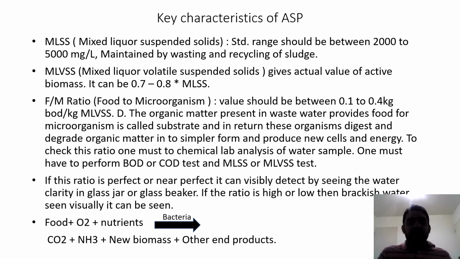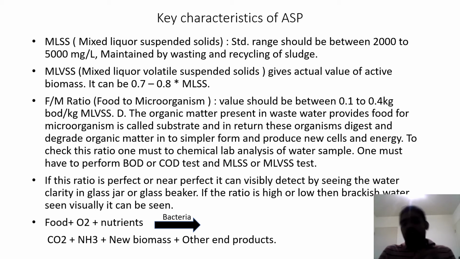First one is MLSS, that is mixed liquor suspended solids. MLVSS, that is mixed liquor volatile suspended solids. For efficient running of the plant, there should be a range between 2000 to 5000 milligram per liter of the MLSS, and MLVSS must be present in the 7000 to 8000 milligram per liter. Third one is F by M ratio, that is food to microorganism ratio. This ratio should be maintained between 0.1 to 0.4.